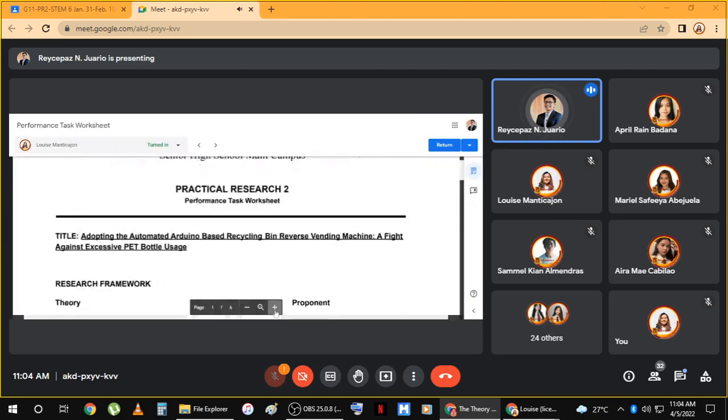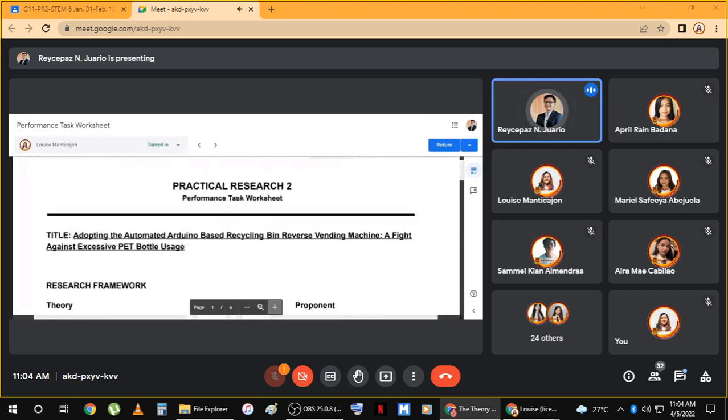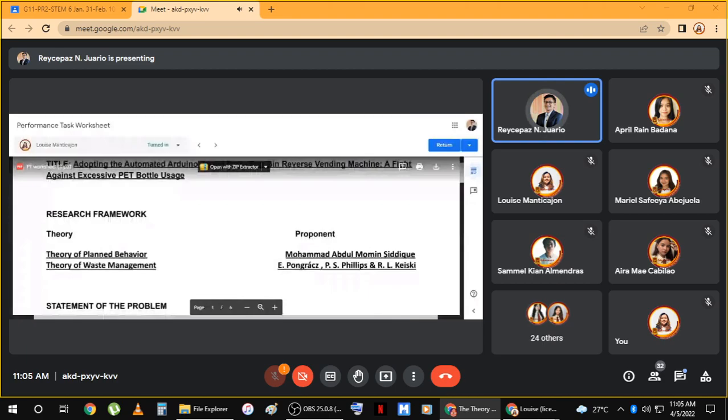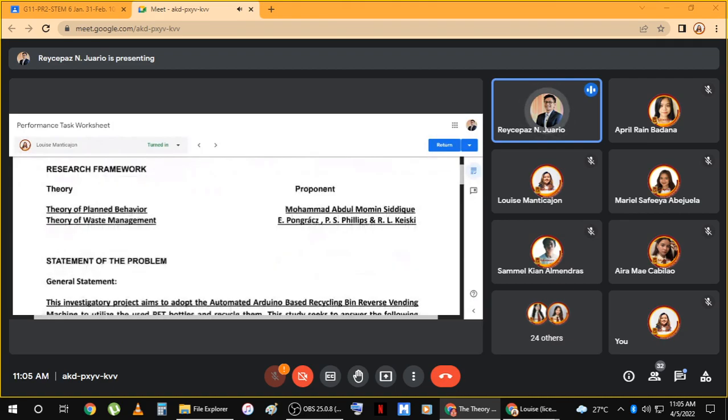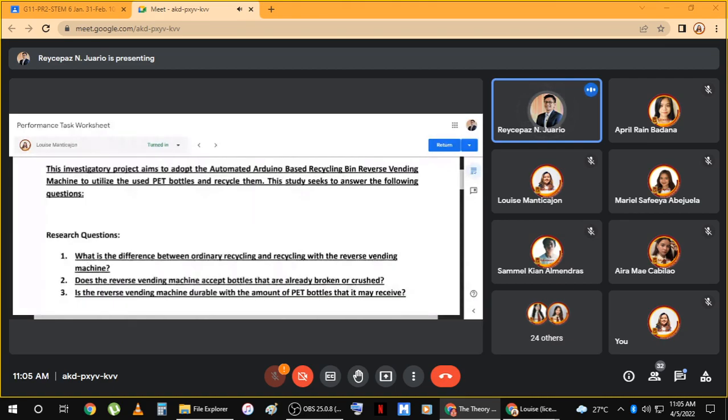Okay, your topic is about adopting the automated Arduino-based recycling bin reverse vending machine. And we have here your theory: the theory of waste management and the theory of planned behavior. Let's go to your statement of the problem. This investigatory project aims to adopt the automated Arduino. Is this read as Arduino? Yes, sir. Arduino-based recycling bin reverse vending machine to utilize the used PET bottles and recycle them.